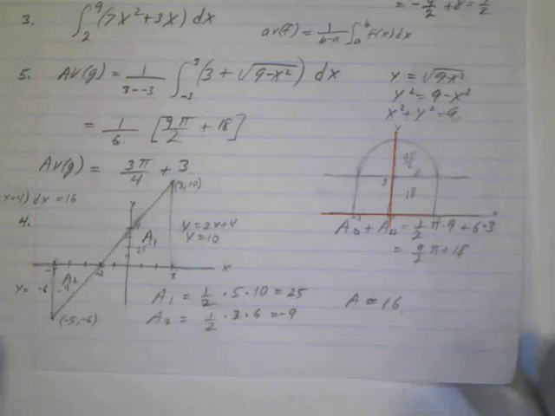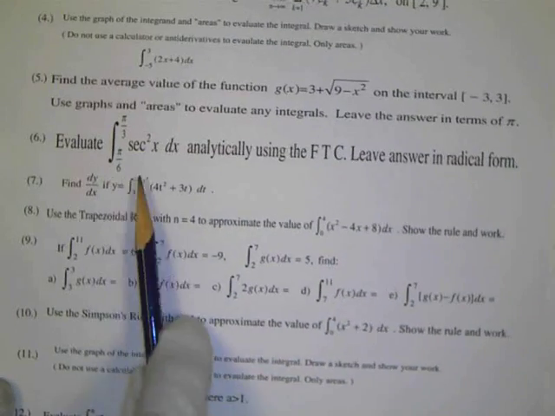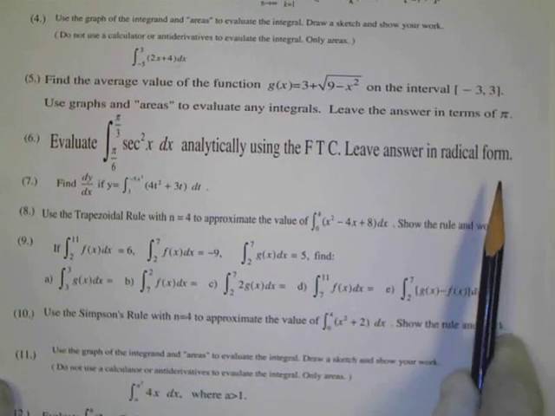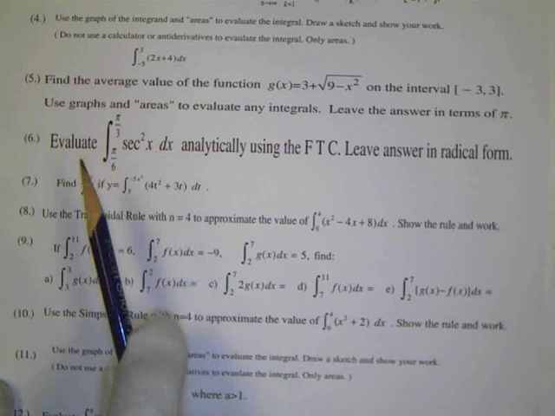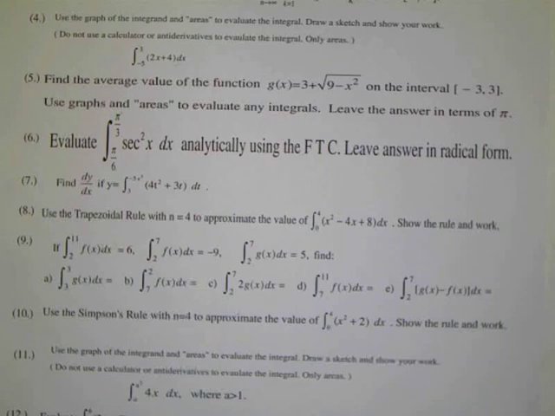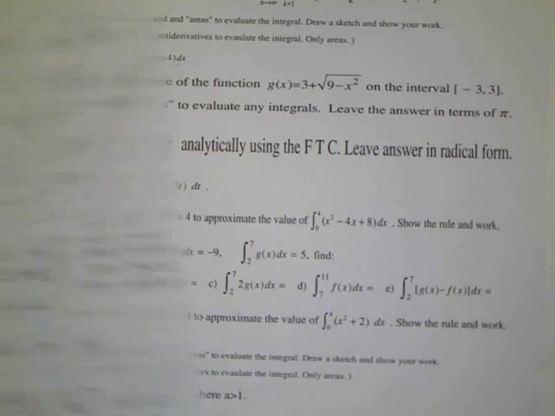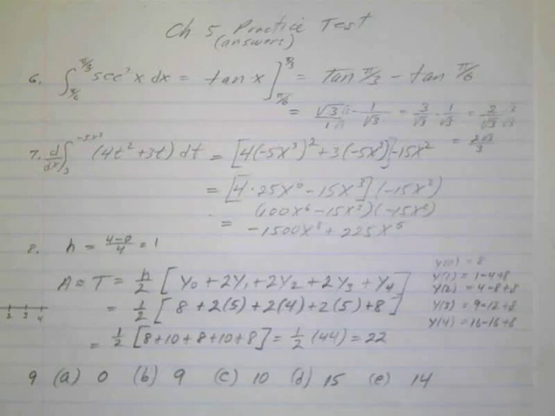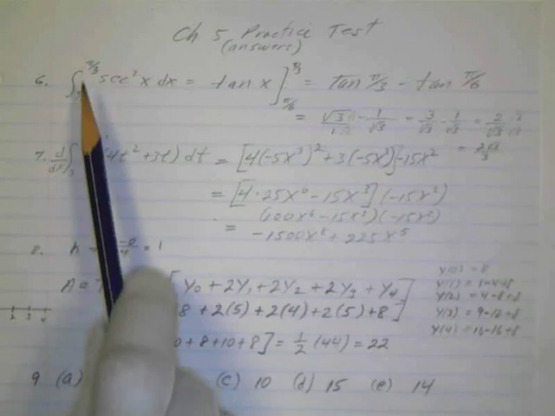Okay? All right, let's take a look at number 6. Number 6 is: evaluate this integral analytically using the fundamental theorem of calculus, leaving the answer in radical form. This is the integral from pi over 6 to pi over 3 of secant squared dx. So we're going to use antiderivatives. When we talk about the fundamental theorem, we're going to use antiderivatives. So here's my integral, from pi over 6 to pi over 3.